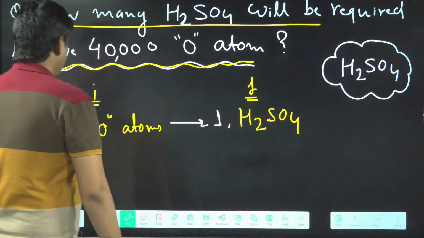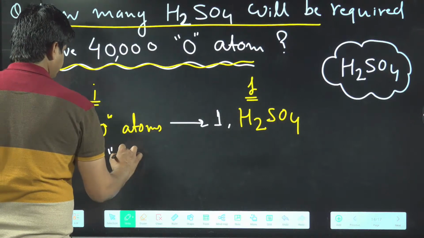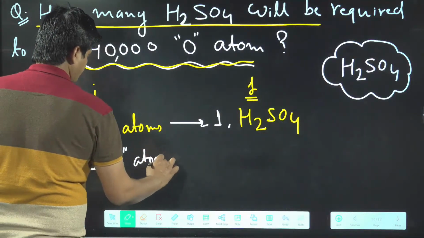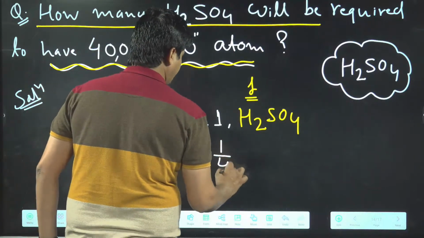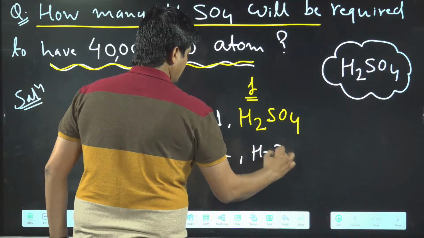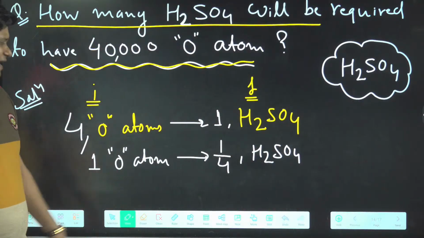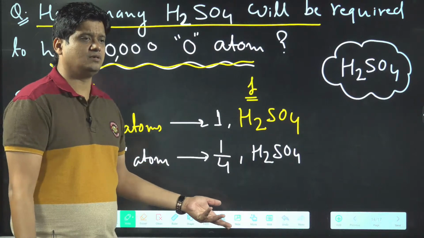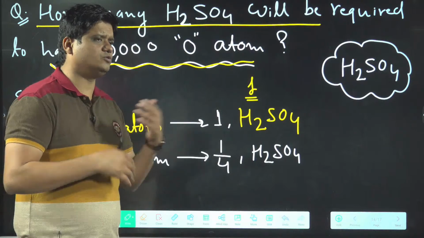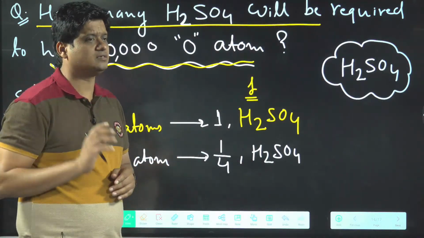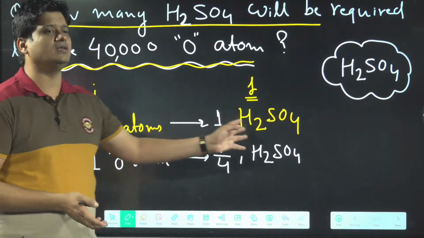So if you want to have 1 oxygen atom, how many H2SO4 will be required? 1 by 4. Practically 1 by 4 H2SO4 is not possible. This is just to solve the numerical. You know that fractional molecule is not possible. Molecule will be complete: 1, 2, 3 and 4.